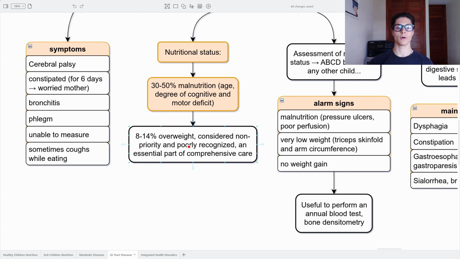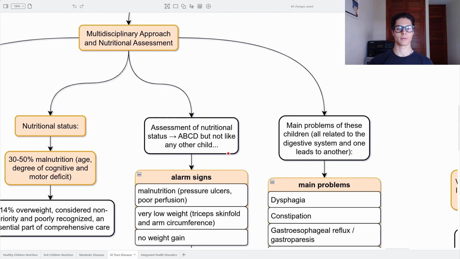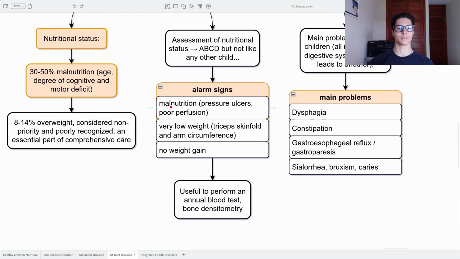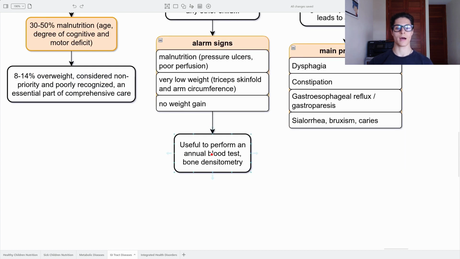They are considered non-priority because they are not going to suffer malnutrition, and they are poorly recognized, and they are an essential part of the comprehensive care. The assessment of nutritional status is the ABCD, but not like any other child. The alarm signs are the malnutrition, the pressure ulcers, and the poor perfusion. Then also the very low weight. The triceps fold and the arm circumference are very low, and there is no weight gain. It is useful to perform an annual blood test and a bone densitometry.